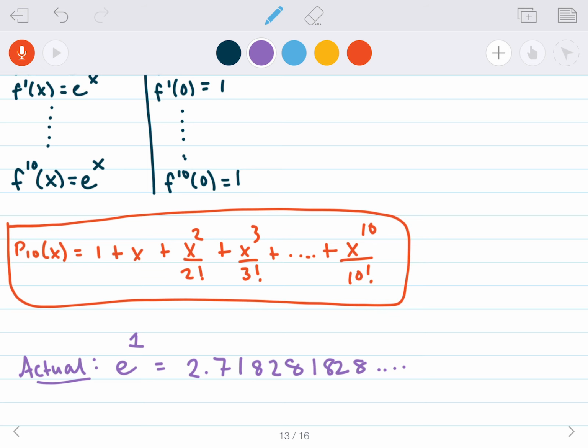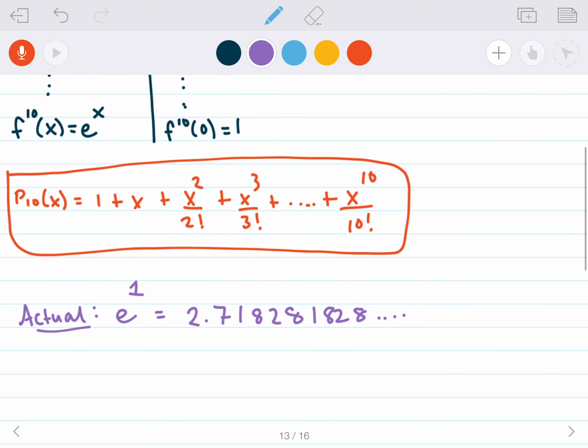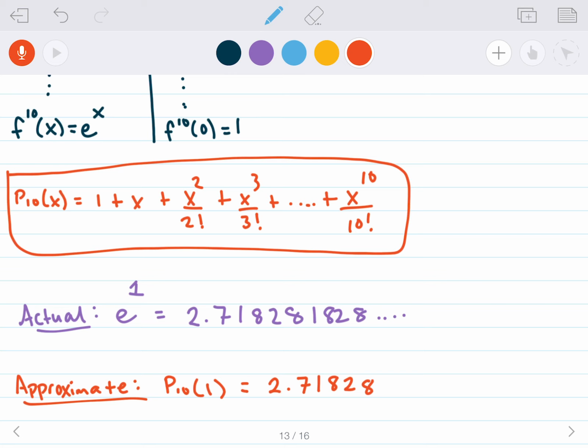And it turns out, I'm not going to show you guys this calculation, but you can check it on Desmos if you don't believe it, the approximate value, p10 of 1, so when I plug 1 in for each of these x's, what I end up getting is 2.718281801. So it's very, very close to the actual value. Okay, cool.